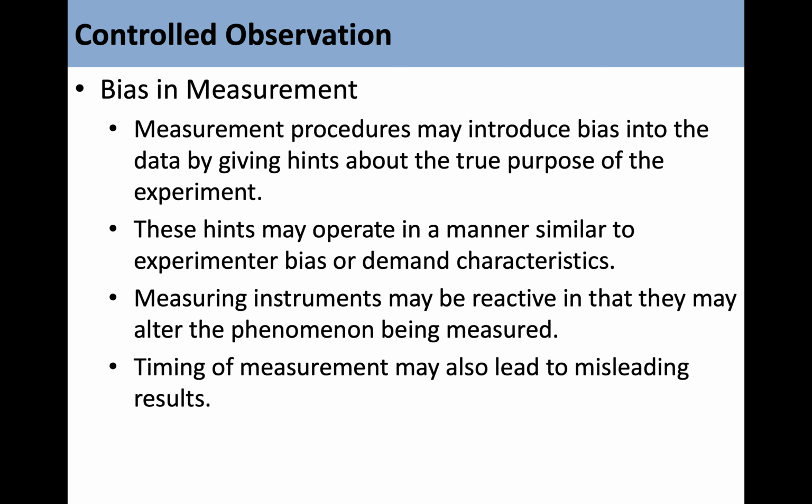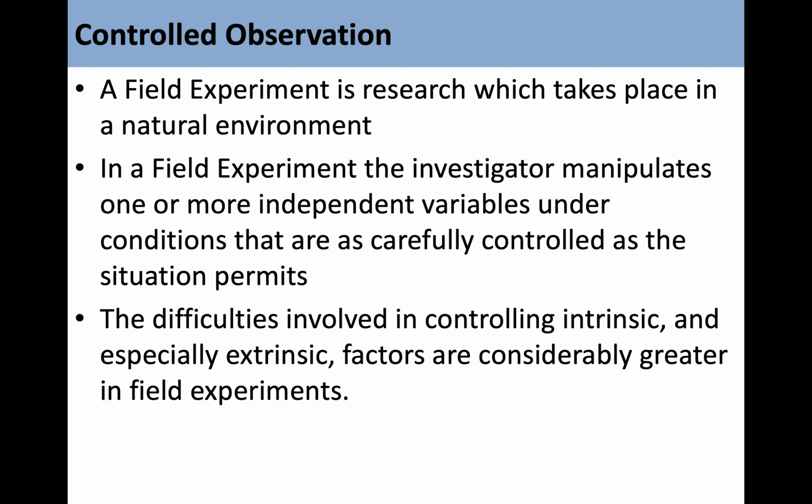Bias in measurement. Measurement procedures may introduce bias into the data by giving hints about the true purpose of the experiment. Those hints may operate in a manner similar to the experimenter bias or demand characteristics. Measuring instruments may be reactive in that they may alter the phenomenon being measured. Timing of measurement may also lead to misleading results.